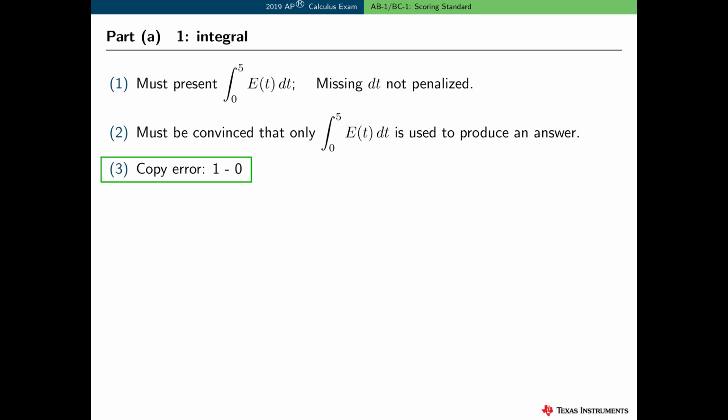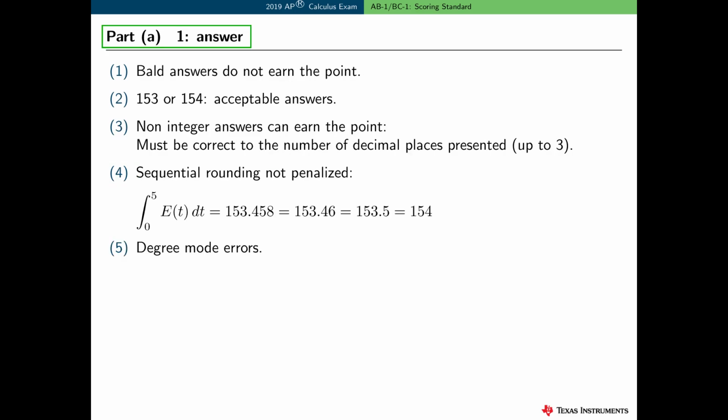And if the student actually tries to write out the expression for E of t and makes a copy error, they can earn the first point, but not the second. The second point in Part A was for the answer. A bald answer here does not earn the point, and that means it's an answer without any supporting work, which in this case is the definite integral.